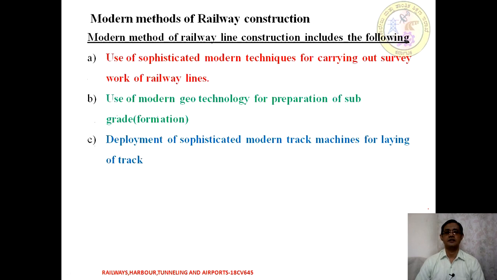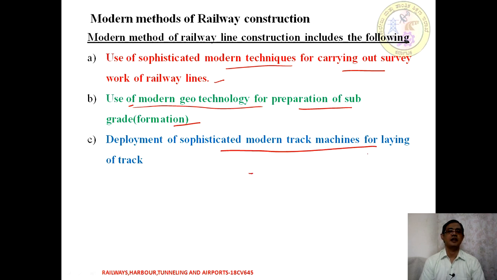Lastly, the references. Moving on to the modern method of railway construction. Modern methods of railway construction involve three steps. One is the use of sophisticated modern techniques to carry out the survey work for the railway alignment or railway line. Next is the use of modern geotechnology or geotechnical principles in the preparation of a subgrade or improvisation of the formation. Next is the deployment of sophisticated modern track machines for laying of the track.